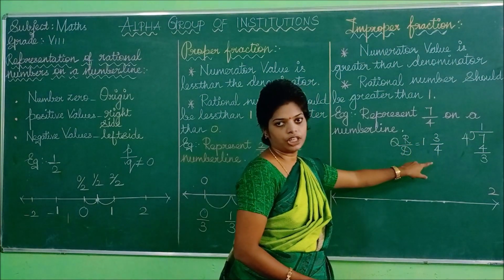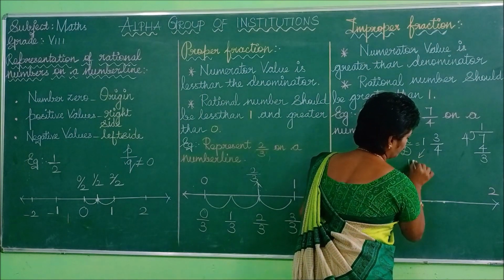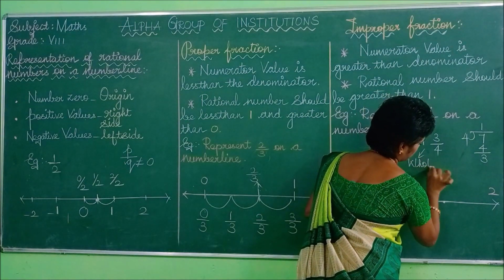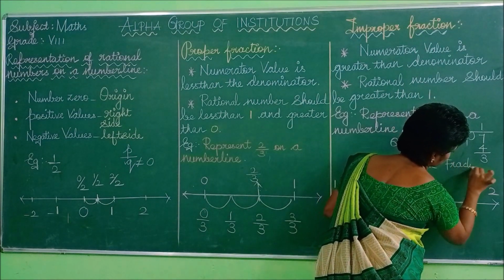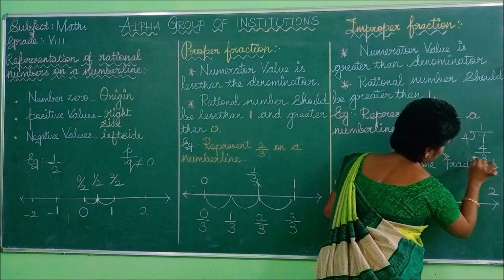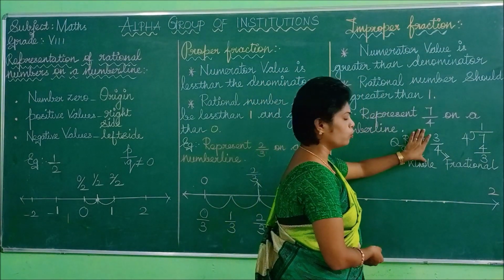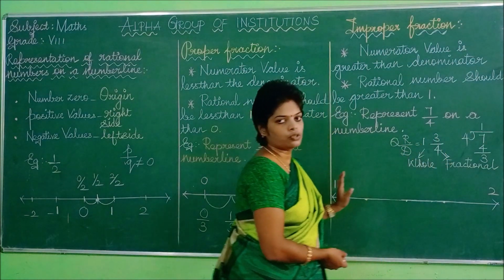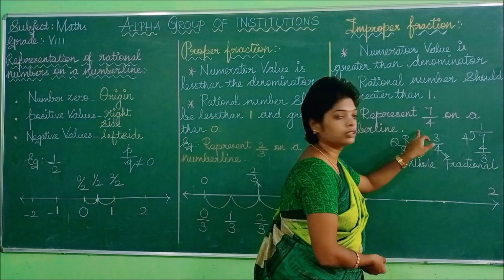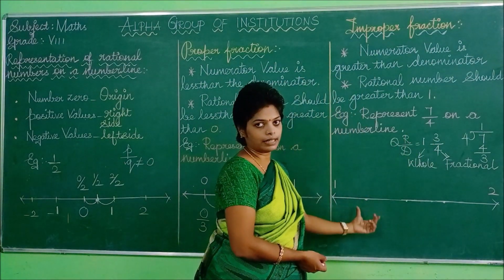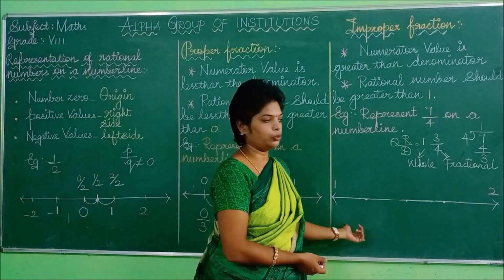An improper fraction can be changed into a mixed fraction. That means this 1 is the whole portion, and this 3 by 4 is the fractional portion. This is the whole part, this is the fractional part. That means one whole part with that fractional part. So we can simply say it is greater than 1. Here it is 1, so we can say it is greater than 1 and less than 2. It lies in between 1 and 2 only.